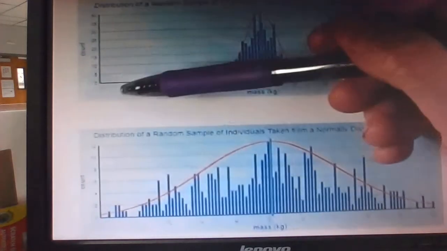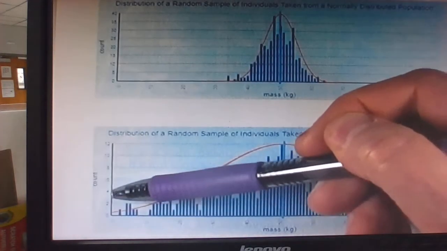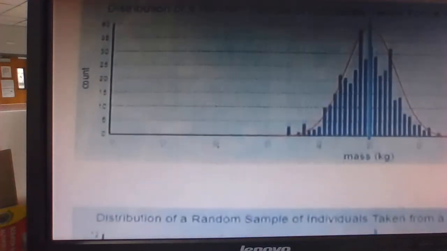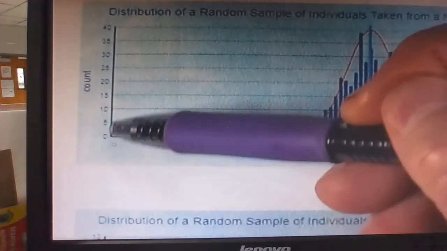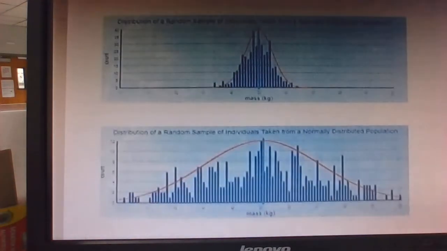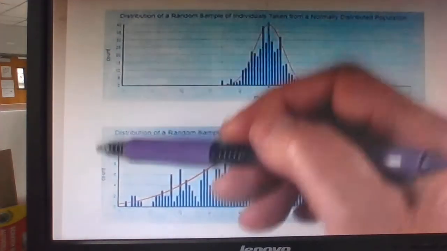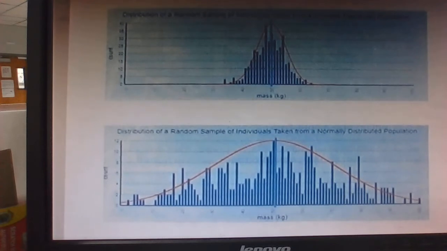Look at the y-axis. This is 2, 4, 6, 8. This is hard to see, I know, but it's 0, 5, 10, 15, so the count is different. So that's one way you can manipulate data, is by changing the counting pattern on the y-axis. So it looks like there's more data here, but there's not. It's just they're choosing to display it differently.